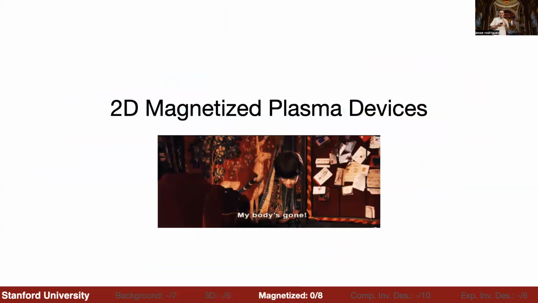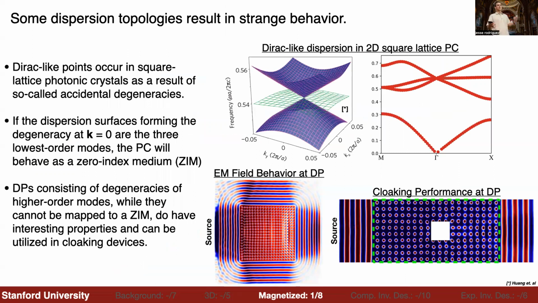Okay, so now we step back down to a two-dimensional device, and we'll demonstrate some really strange behavior, like cloaking, for example. Some dispersion topologies, which is just a word for the shape of the dispersion bands in the diagram that I showed you, result in really strange behavior. This is what's called Dirac-like dispersion. In a 2D photonic crystal, the dispersion bands are actually 2D surfaces. Dirac-like dispersion is when you have a linear conical intersection that has a flat band going through the intersection. So it's a threefold degeneracy in the dispersion bands.